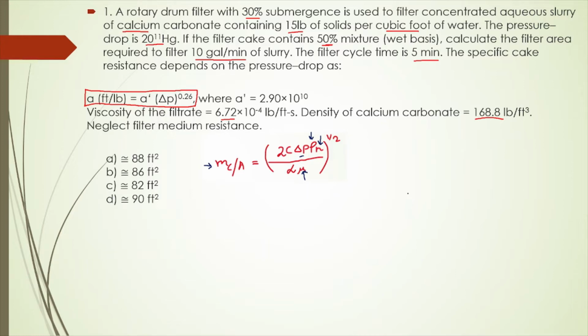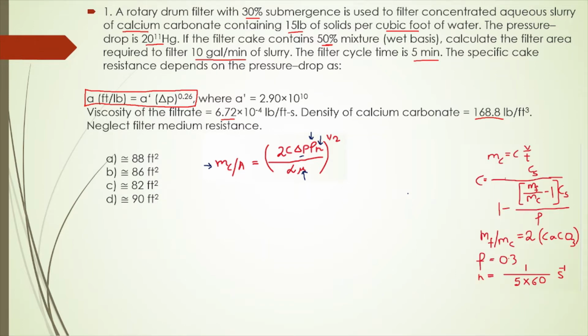Apart from that, you need to know certain other expressions, which are MC is also given as C into V by T, where C, as I've already told you, is the concentration of the filtrate, V is the volume of the filtrate, T is the time.